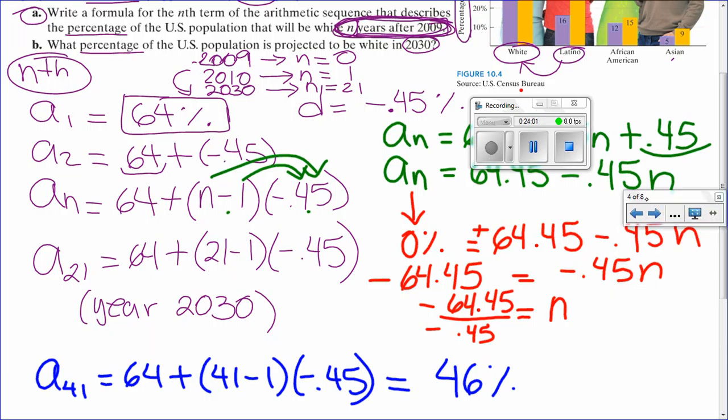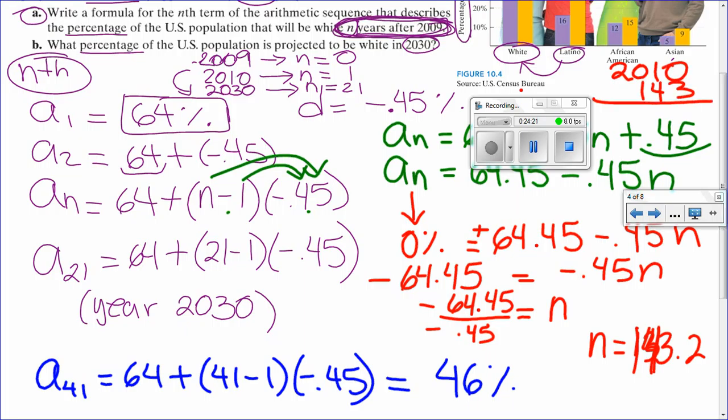143.2. 143.2. Yes. Okay, thank you, Kimmy. So that will mean 143 years after the year 2010. So 143 years. So that will be in the year 2153. So yeah. All right. So yes, that's a good question. You could actually take the last term and figure out when will that happen. That's if it stays constant. If it stays constant.